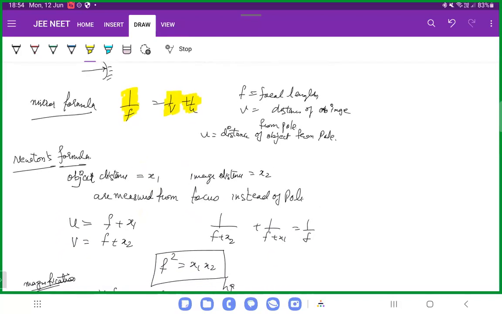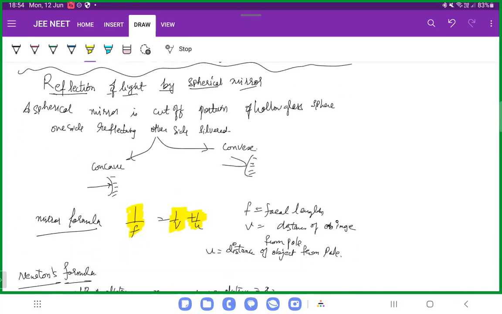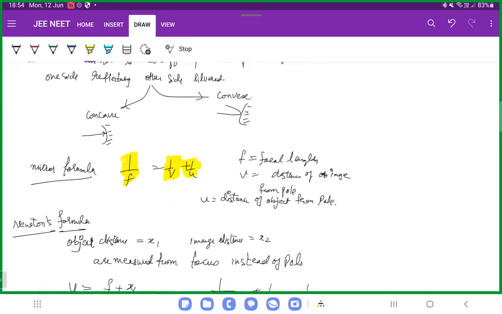This is easy, no need to remember it, you already know this. All of you have studied 10th standard. Obviously. Okay.